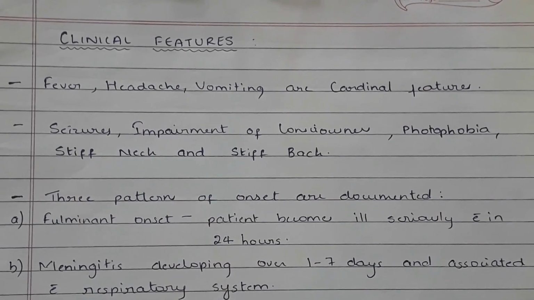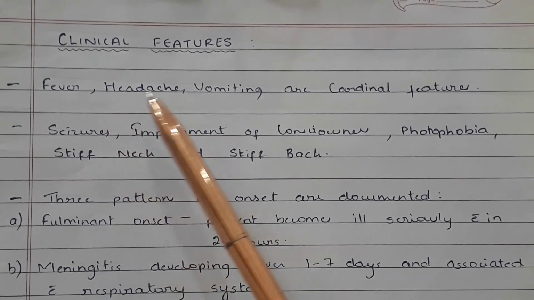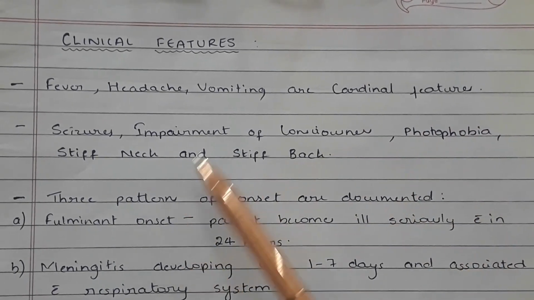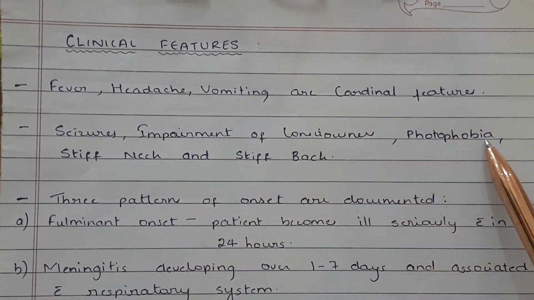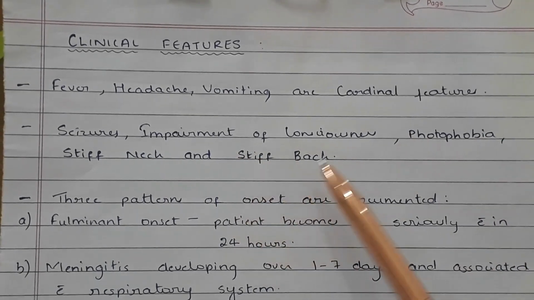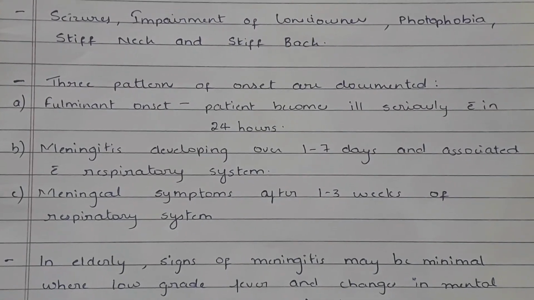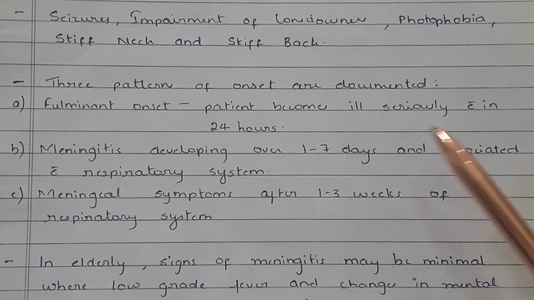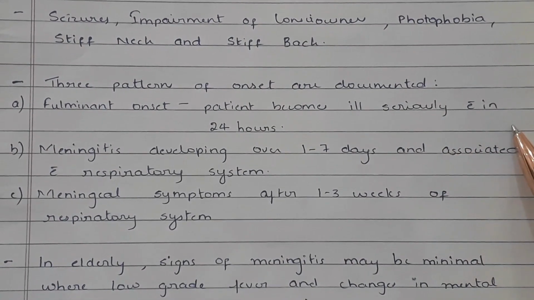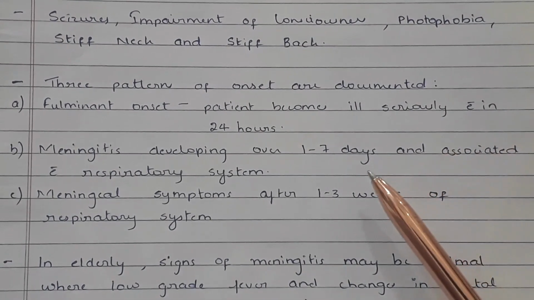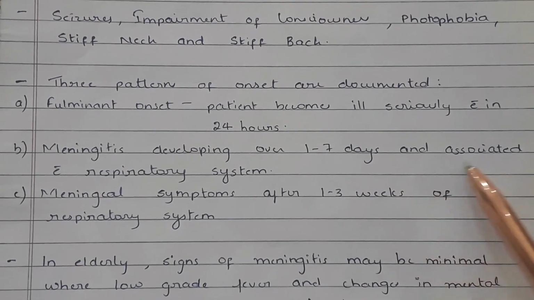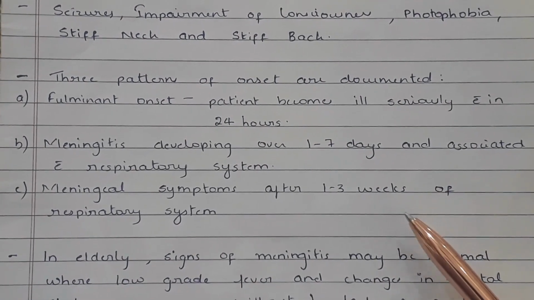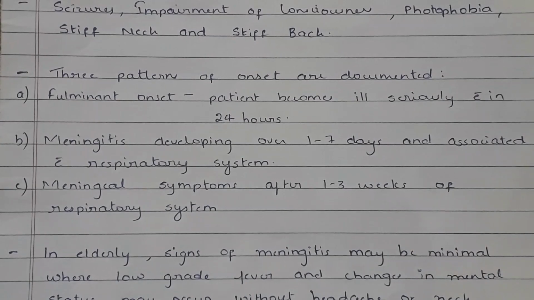Clinical features of pyogenic meningitis include fever, headache, vomiting, these are the cardinal features, seizures, impairment of consciousness, photophobia, stiff neck, and stiff back. 3 patterns of onset are documented. Fulminant onset, that is, the patient becomes ill seriously within 24 hours. Meningitis developing over 1 to 7 days and associated with respiratory system. Meningeal symptoms after 1 to 3 weeks of respiratory system.